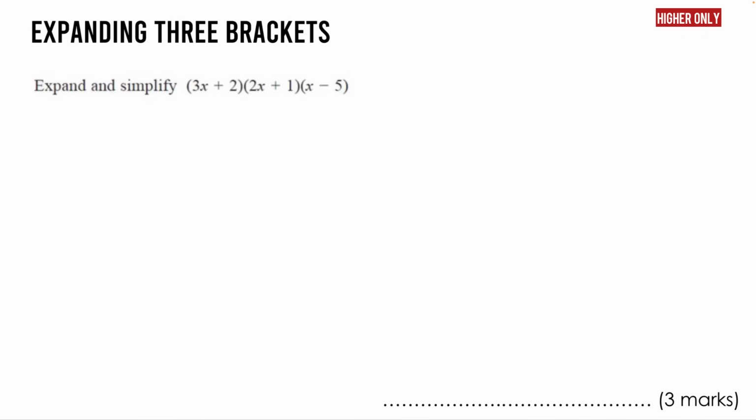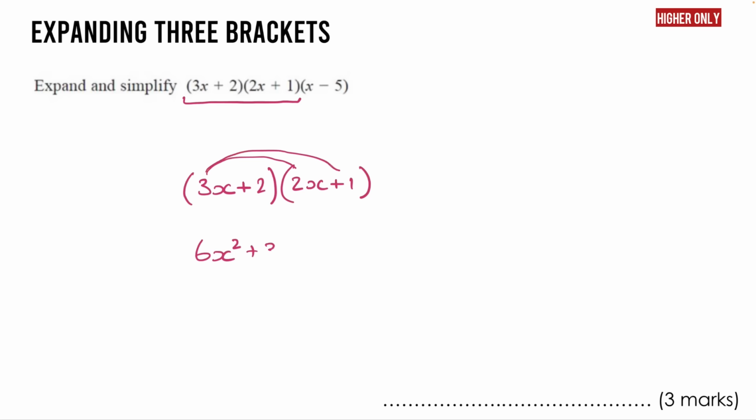Okay, so expanding 3 brackets is all about just keeping this very tidy. We're going to pick 2 brackets to start with. It doesn't actually matter which 2, but I do always just tend to pick the first 2, as I tend to find that expanding a double bracket is relatively nice. So we just want to make sure we get all of these correct. So that's going to be 6x squared, and then plus 3x, plus 4x, and then plus 2.